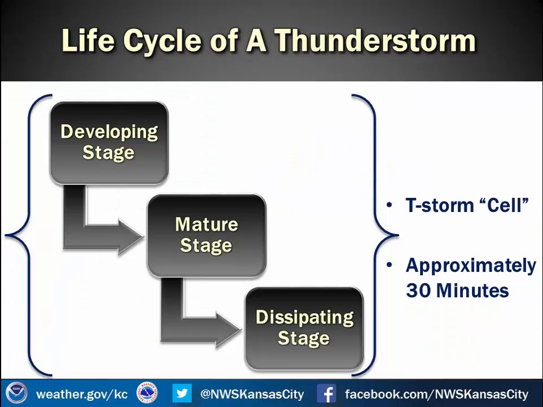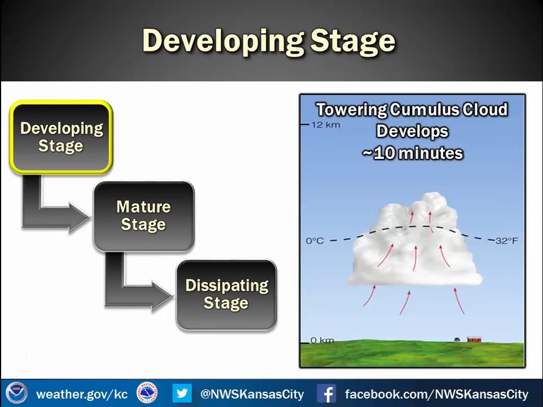Okay, we're going to talk about three stages of thunderstorm development and describe what it looks like when you're actually seeing it out there. We'll start with the developing stage. In this stage, the storm is all updraft. In fact, it doesn't look like much more than a large cumulus cloud. When I say it's all updraft, I mean all the air inside that cloud is moving upwards.